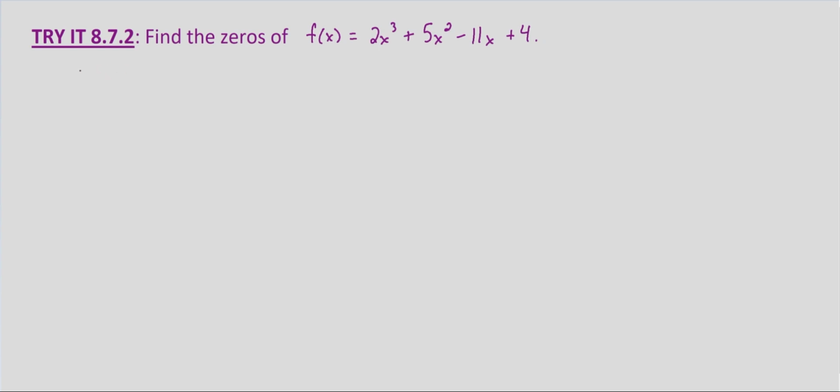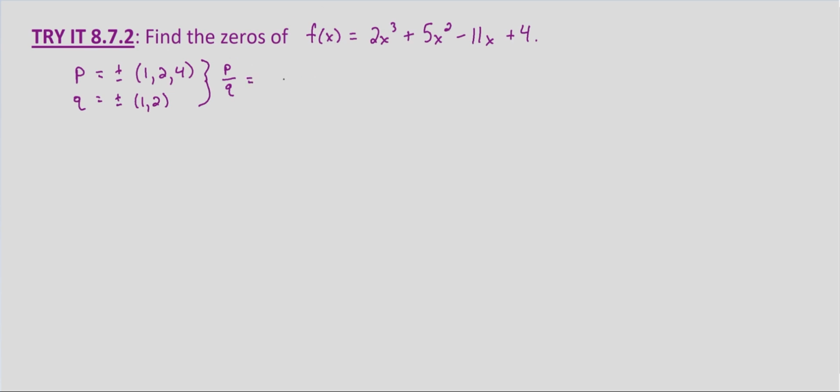So let's look at what are our possibilities for p. So we want the factors of 4. So p possibilities are plus or minus 1, 2, and 4. And the possibilities for q are plus or minus 1 and 2. So now we look at what are our possibilities for p over q.